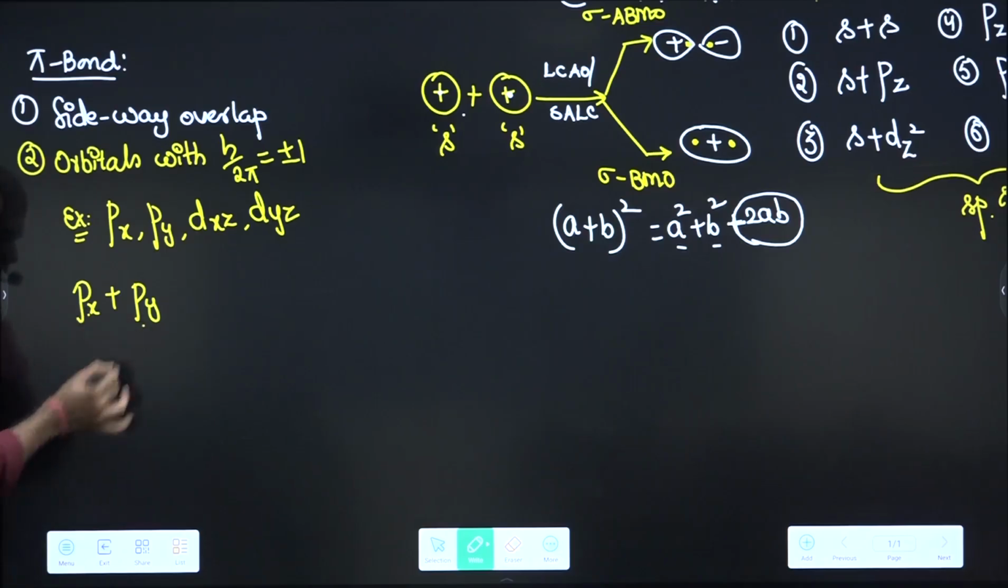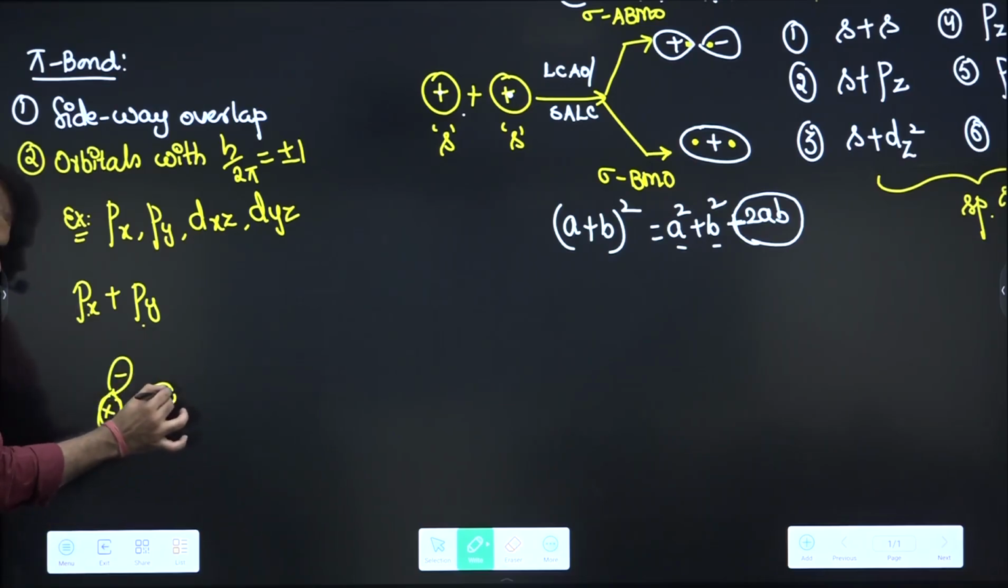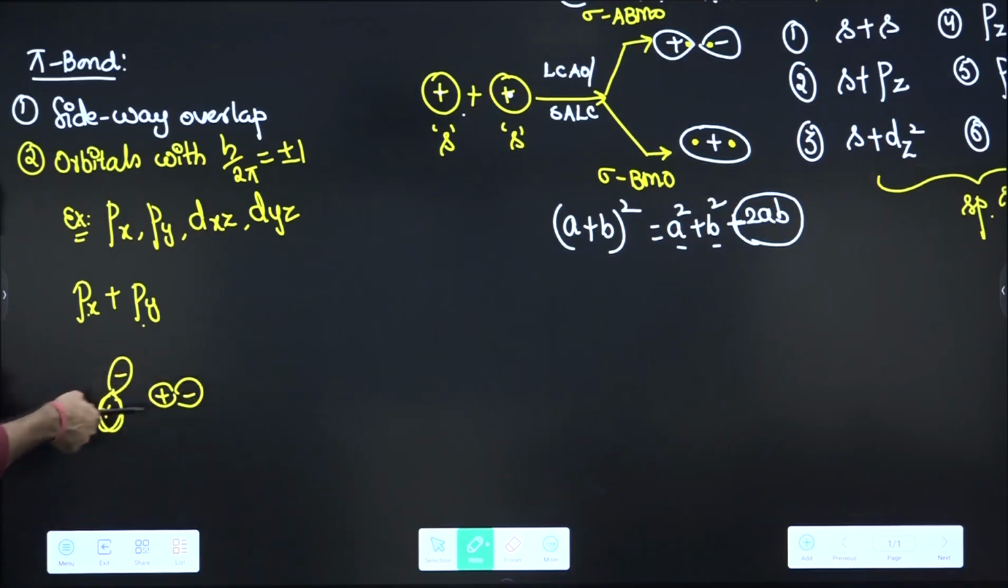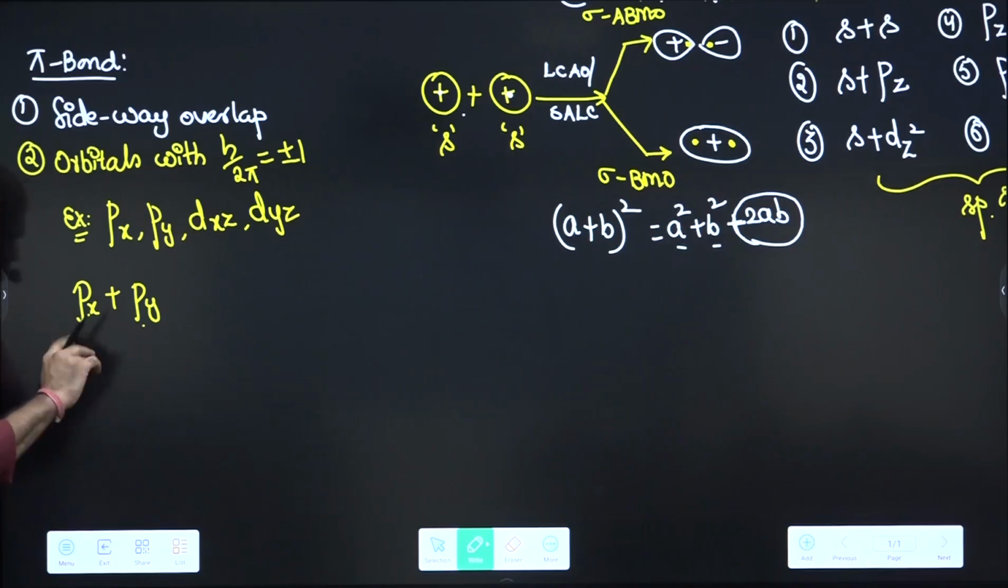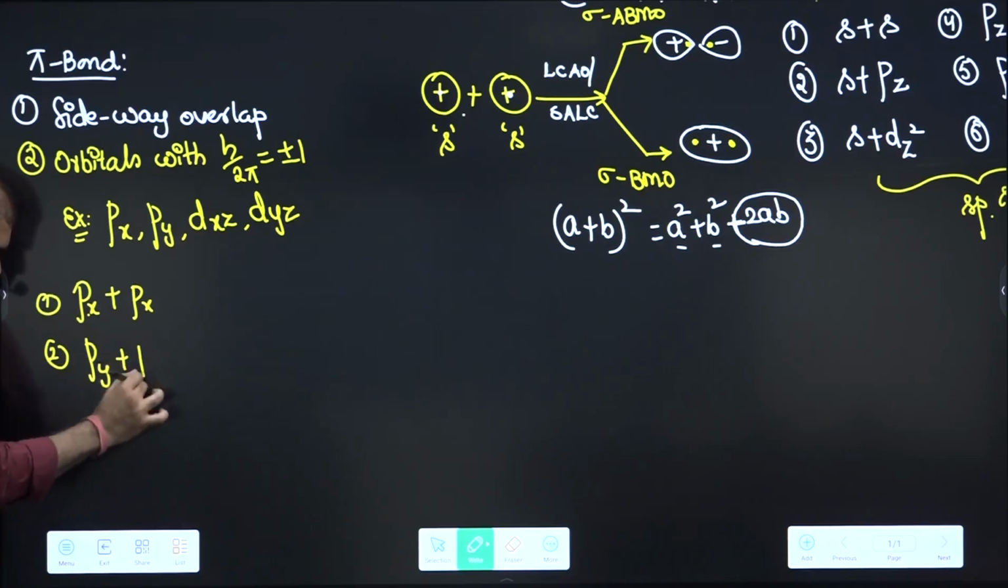can I take px and py? Px is like towards you and away from you. Py is this, towards your right and left. Can they combine for sideway overlap? Not possible. That is why we say SALC. SALC means symmetry adapted linear combination. If these lobes are in x direction, these two lobes also should be in x direction. That is the meaning of SALC. So px can only combine with px. Py can only combine with py.